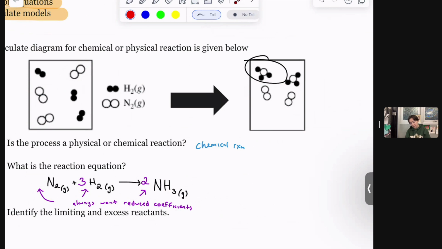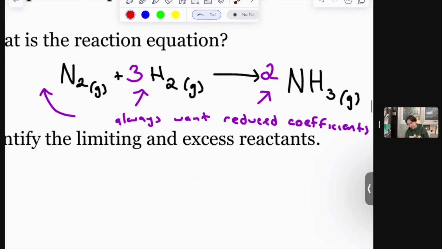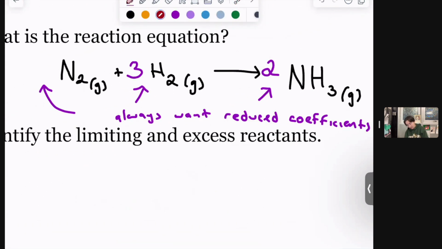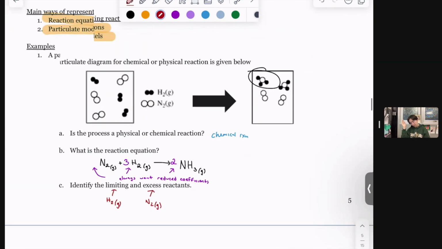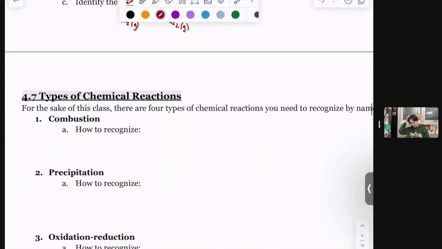So what that is actually communicating to me is that I have an excess and a limiting. I have a limiting amount of H2 because I used it all up, and I have an excess amount of N2 because I can see that it's still left over. It looks left over as part of my products. Okay, so hopefully that's pretty straightforward. Just wanted to clarify that.